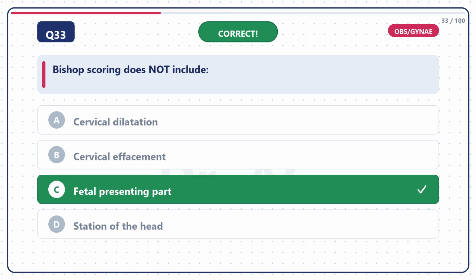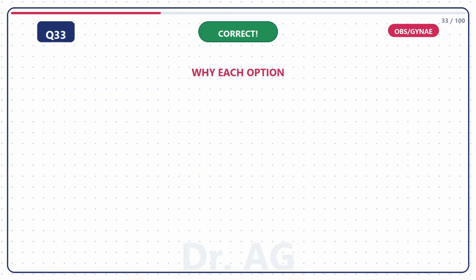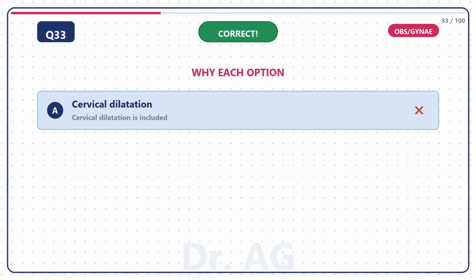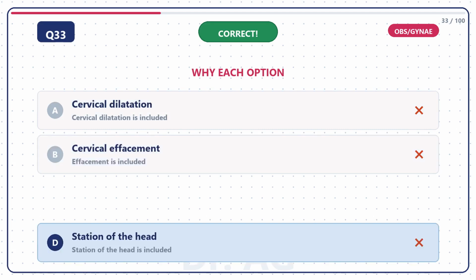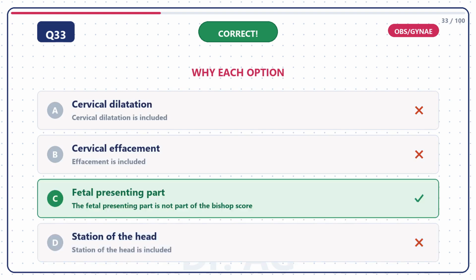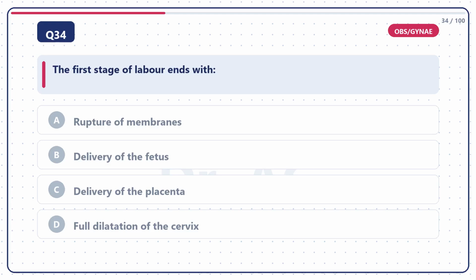Fetal presenting part. Let's go through the options. Cervical dilatation is included. Effacement is included. Station of the head is included. And the correct answer is fetal presenting part. The fetal presenting part is not part of the Bishop score. So, the right answer is option C. Fetal presenting part.